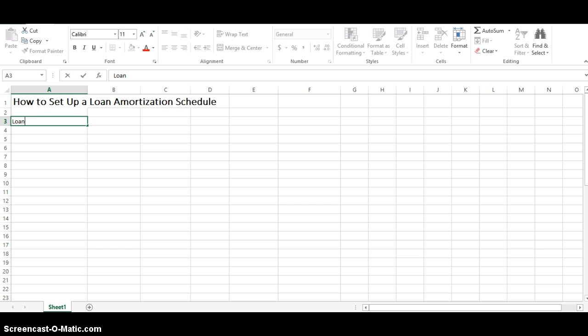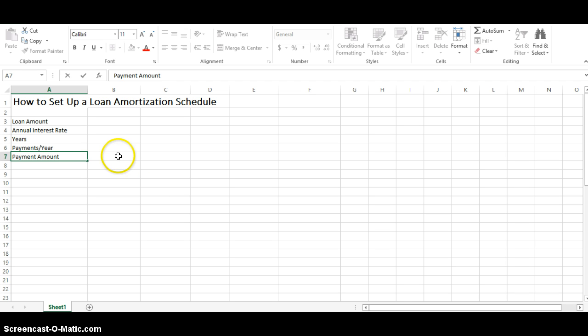This includes the loan amount, the annual interest rate, the number of years that your loan is covering, the number of payments per year. So if this is quarterly, it would be 4. If it's monthly, it would be 12. If it's yearly, it would be 1. And then finally, the payment amount.